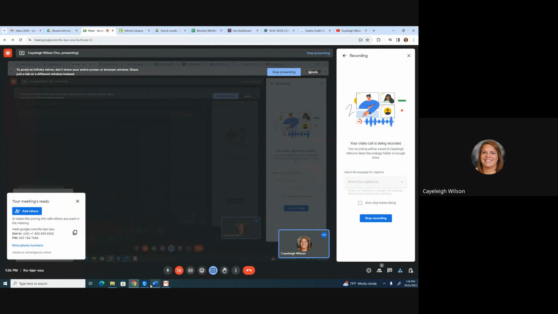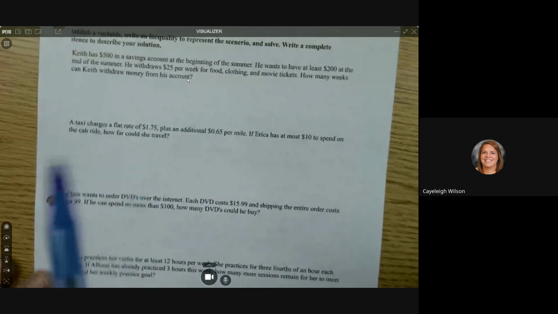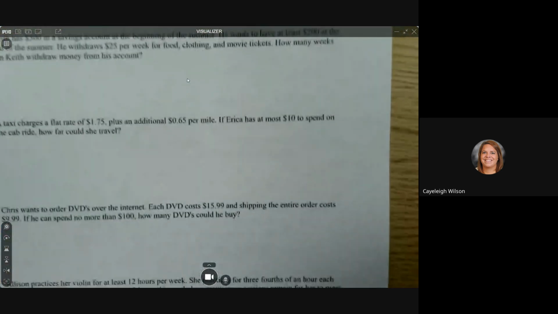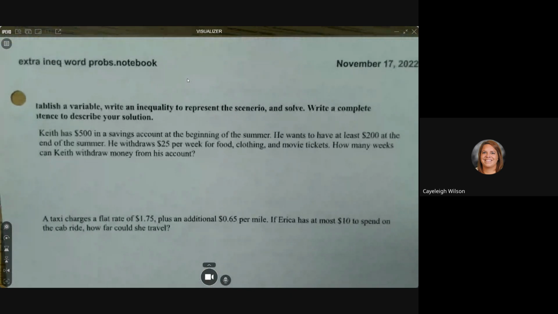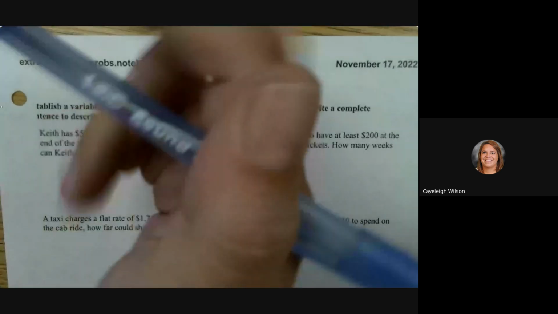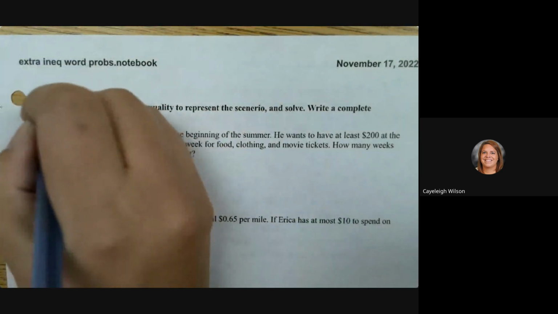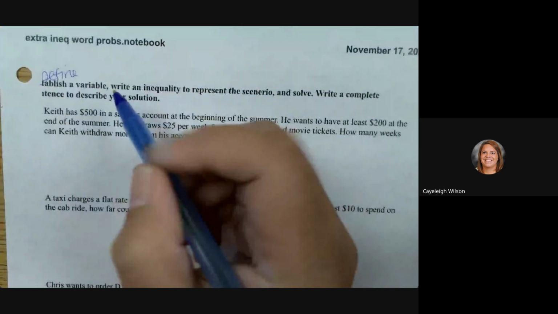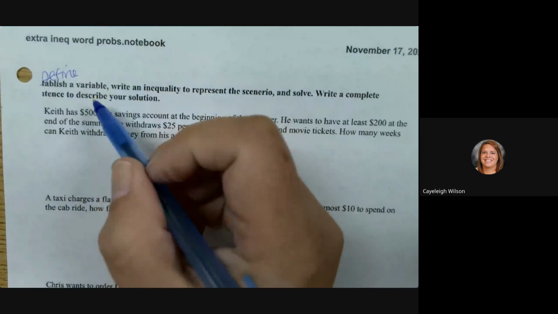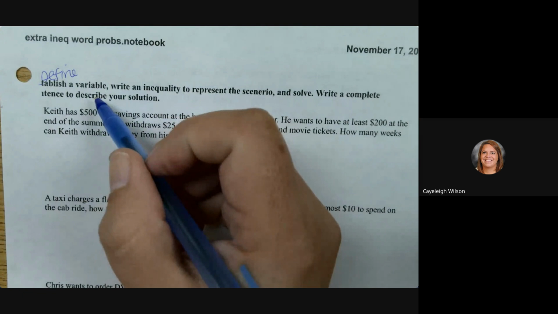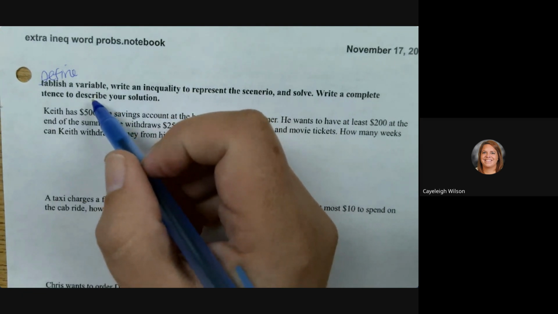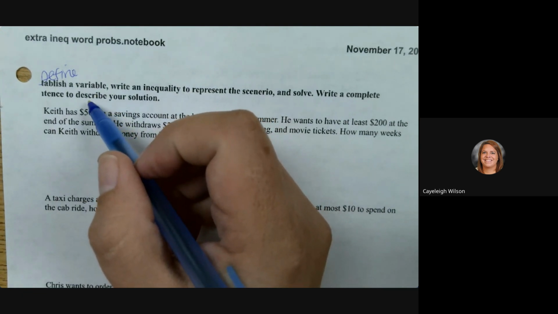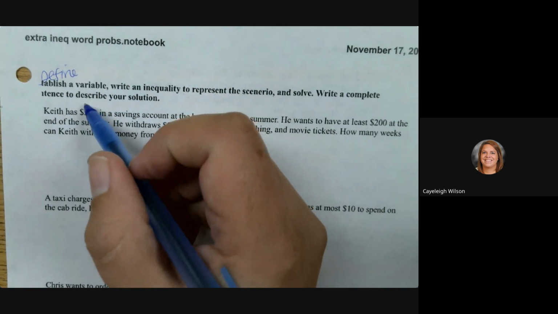Okay, so when we read these, you will notice that all the directions are a little bit cut off, but it's supposed to say establish a variable, which means that you're going to define your variable. Remember, when you define your variable, you go to that last sentence. If it says how many weeks, you're going to say X is weeks. How many miles? X is miles. How many sessions? X is sessions, and so forth.